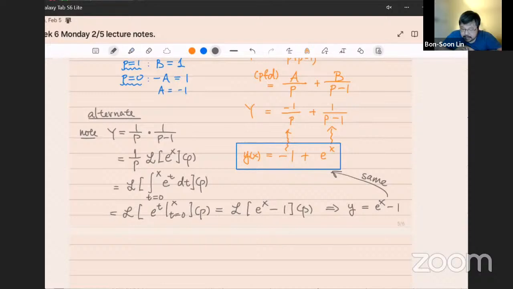But this is kind of lucky. It's because our big Y has the form 1 over p times something, which of course means we can use the reverse of A. So here we used A in reverse.